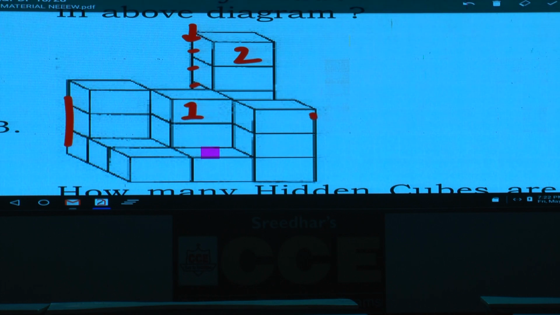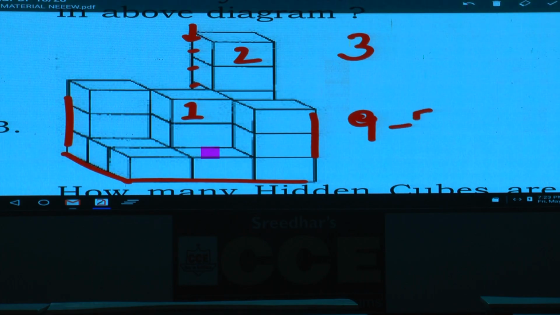Now in this one, all the 3 were seen. As of now, how many we got? We got only 3. Now 3 were hidden cubes. Then coming to this bottom one, 3 into 3 it is 9. Out of this 9, how many can be seen? 5 can be seen, isn't it? 9 minus 5, that is 4 are hidden.